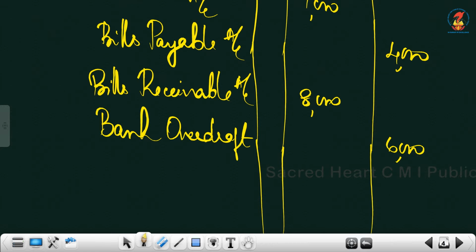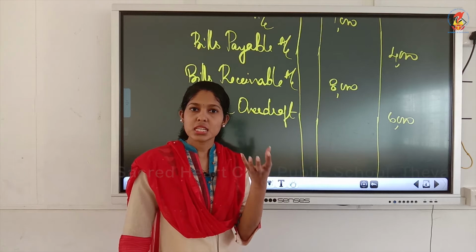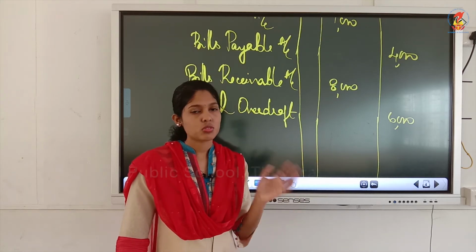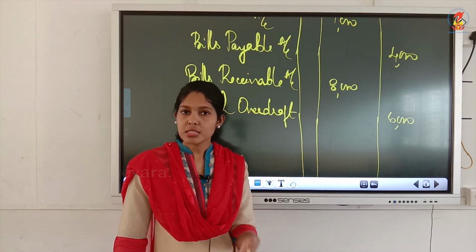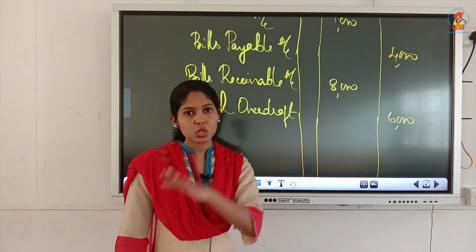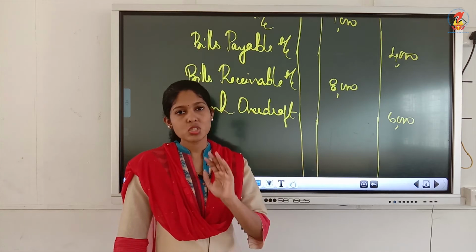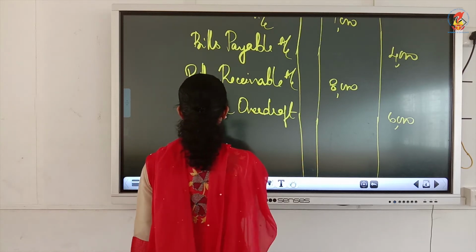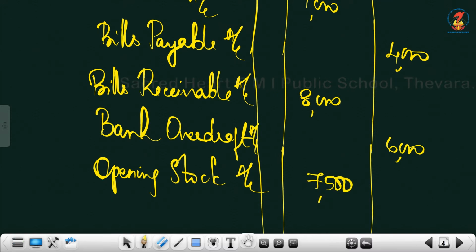Then we have opening stock. Okay, stock in the beginning of the year is known as opening stock. What is the basic nature of stock? Stock means stock of goods. It is a current asset, so it's an asset, so it's having a debit balance. Now, what about if they say like closing stock? Both are having a debit balance, because whether it is opening or closing stock, it is stock of goods which is an asset. So, opening and closing stock will be having a debit balance. Opening stock 7,500. Bank overdraft account.